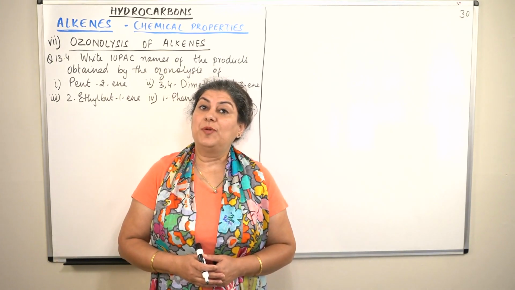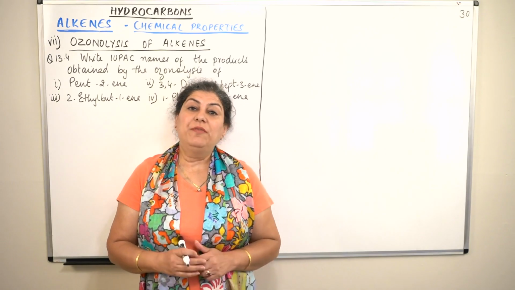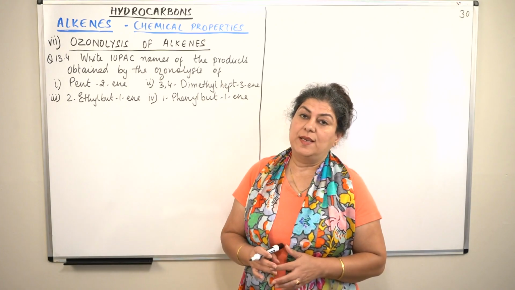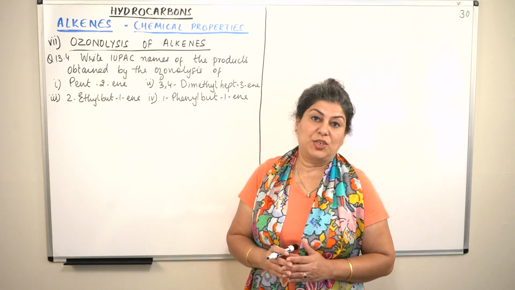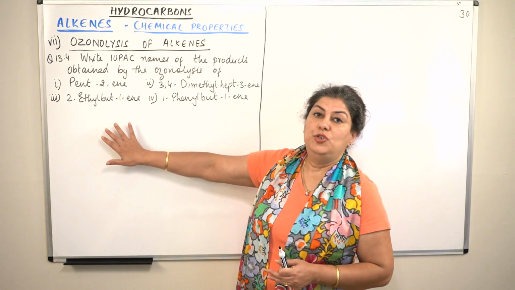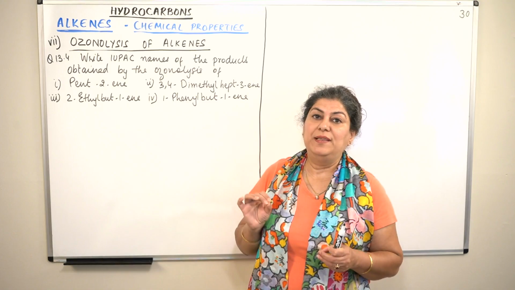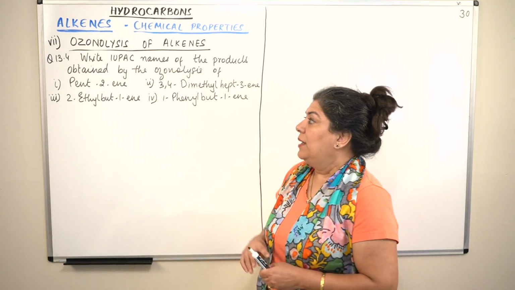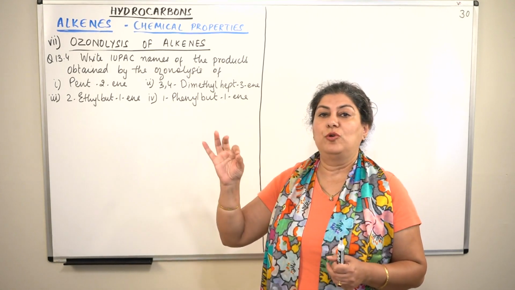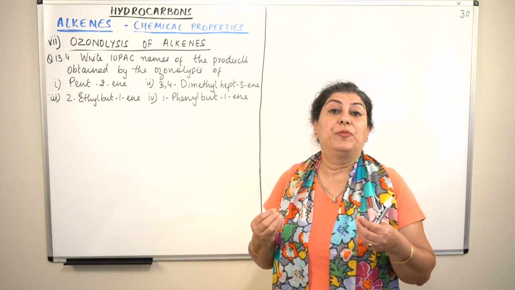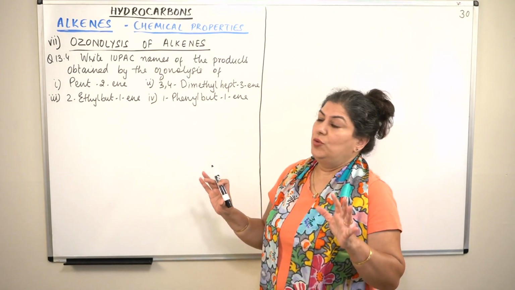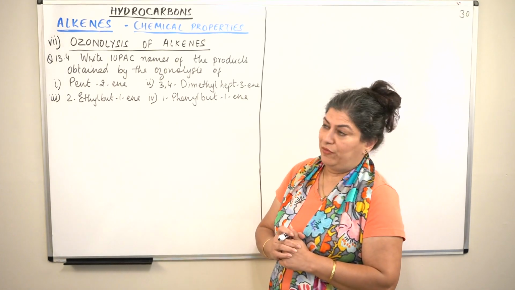We were doing the chemical properties of alkenes, and in the previous video I told you that based on ozonolysis of alkenes there are a few questions in your NCERT textbook exercise. In this video and in the next one I'm going to do these problems. I'm going to explain these problems or solve them for you, because by solving these problems, ozonolysis and how to derive the products of ozonolysis will become clearer to you. So in this video, I'm going to do question 13.4.